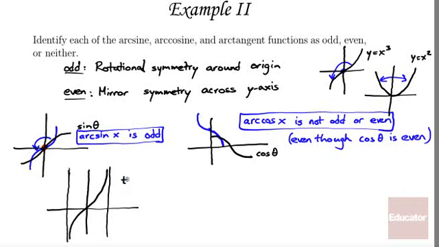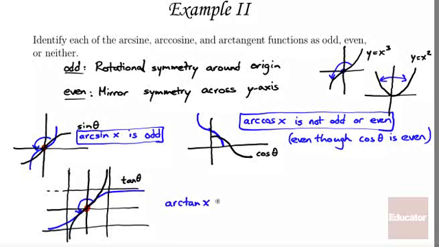So what I've just graphed here is tan theta, and then in blue I'll graph arctan theta. So I'm flipping it across the line y equals x. It also has asymptotes, and these are horizontal asymptotes. So that blue graph is arctan x. And if you look at that, that is rotationally symmetric around the origin. So that's also an odd function.